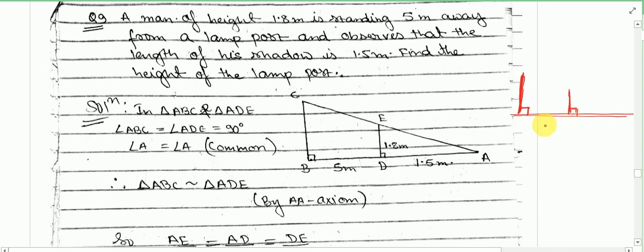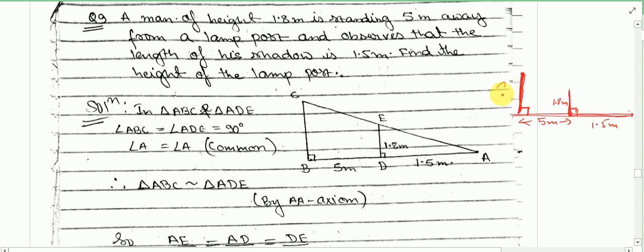And you are standing 5 meter away from the lamppost, and due to the lamp, your shadow is formed, and the length of the shadow from here till here is 1.5 meter, and your height is 1.8 meter.